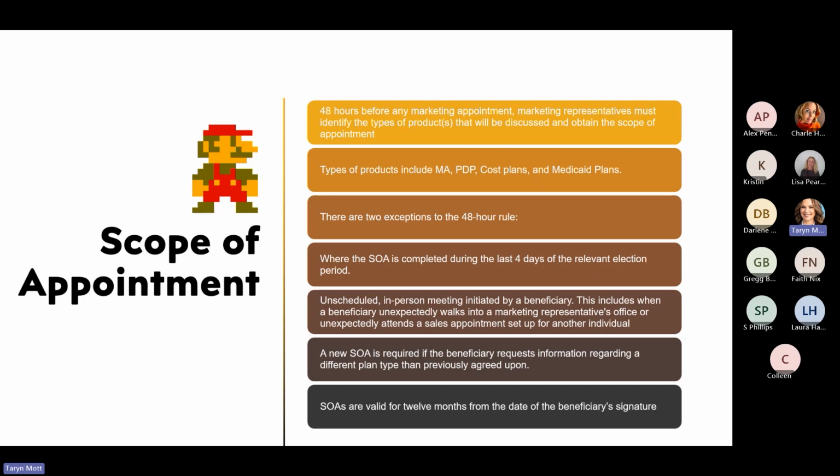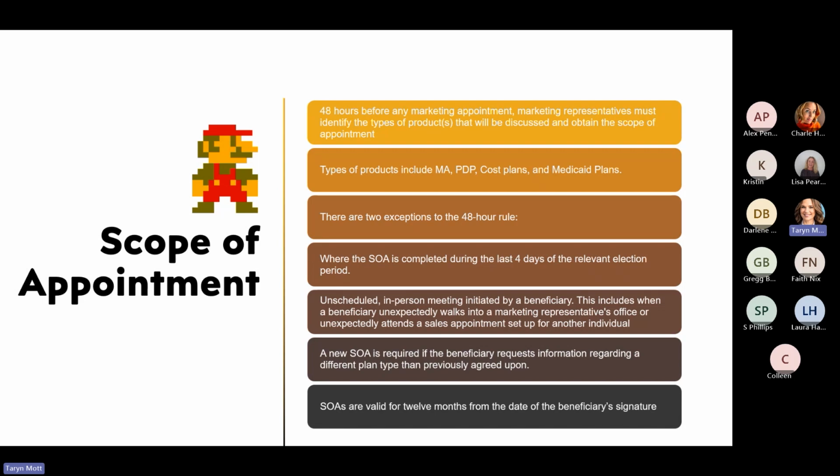48 hours before any marketing appointment, marketing representatives must identify the types of products that will be discussed and obtain the scope of appointment. Types of products include MA, PDP, cost plans, and Medicaid plans. There are 2 exceptions to the 48-hour rule.